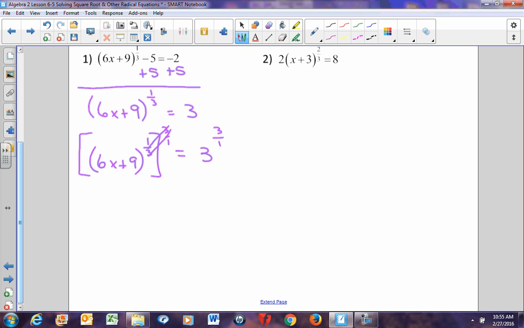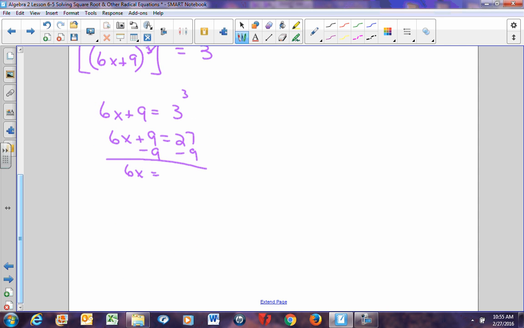These cancel each other out, so I basically have 6x plus 9 equals 3 to the 3rd power. So 6x plus 9 equals 27. Subtract 9, 6x equals 27 minus 9, which is 18. Divide by 6. X equals 3. And of course, we should check it to make sure it's true.